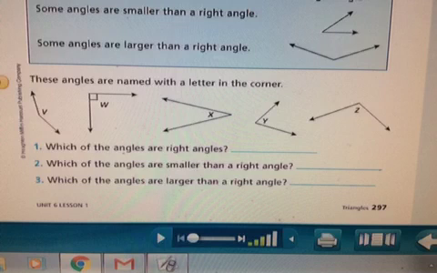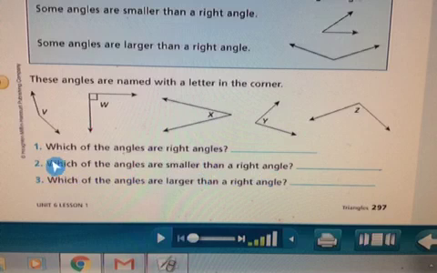Now, if you open your book to page 297, you will see these. We're going to look at these angles down here, V, W, X, Y, and Z. These are angles that we're going to be looking at, and we're going to answer these questions right here.